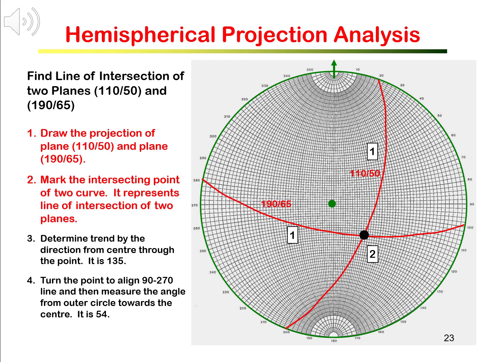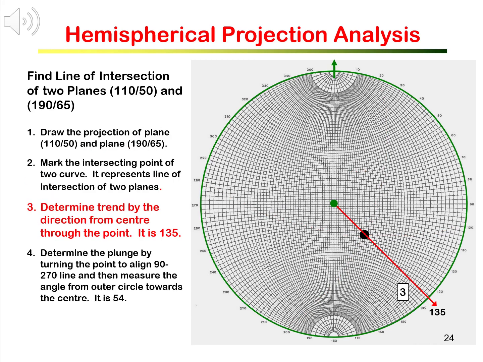The next step is to determine the exact orientation of this particular line. This is done as step 3. We draw a straight line from the center through the intersection point to the circumference. The line cuts the circumference at 135. That means the trend of the line is 135 degrees.